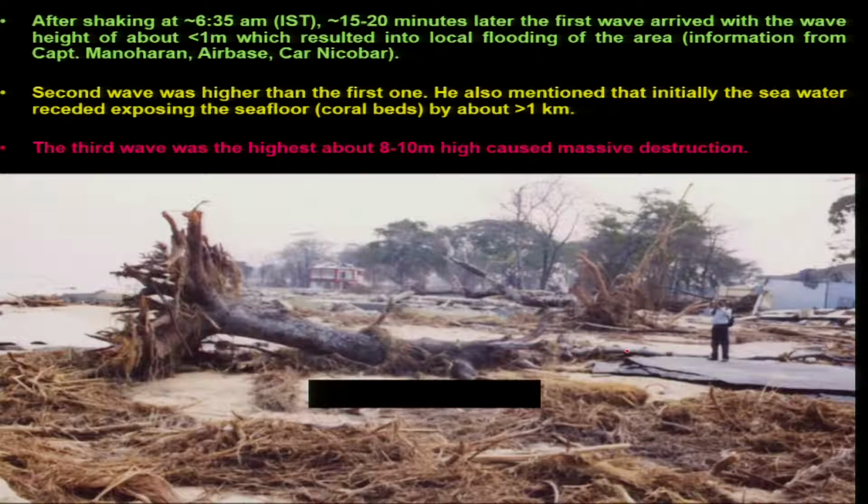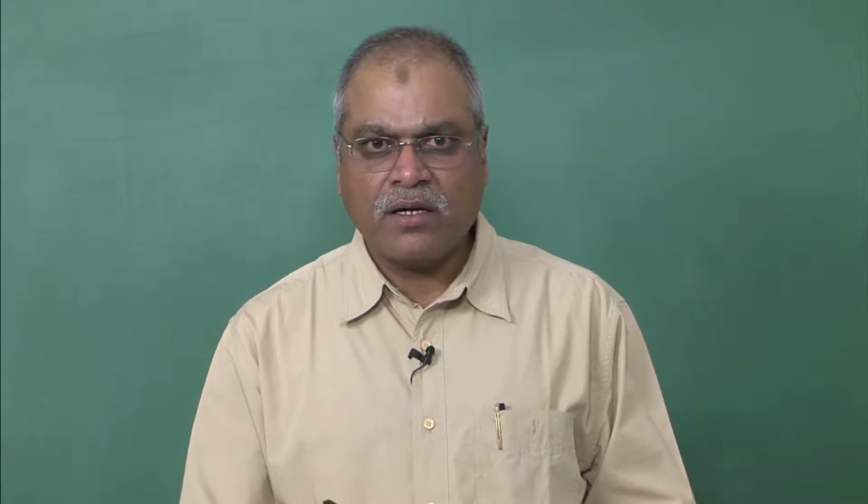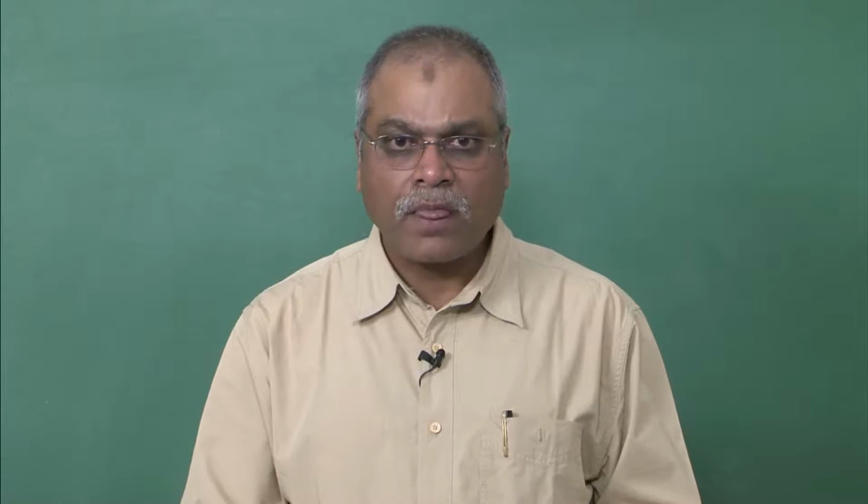The second wave was higher than the first one, that was the first tsunami wave we interpreted, and they say the third wave was much more powerful, with a height of almost 8 to 10 meters, and that caused the massive damage. This is what we were talking about in Japan, how people were evacuated and then experienced the first wave, second wave and third wave. So here also multiple waves came in, which were triggered by the 2004 Sumatra Andaman earthquake.